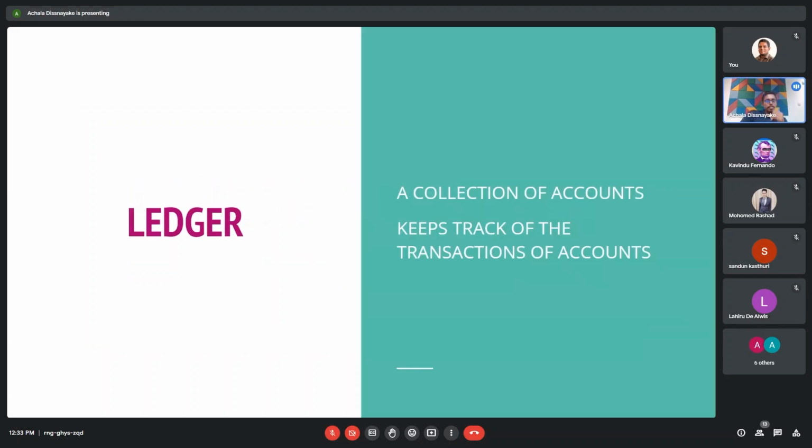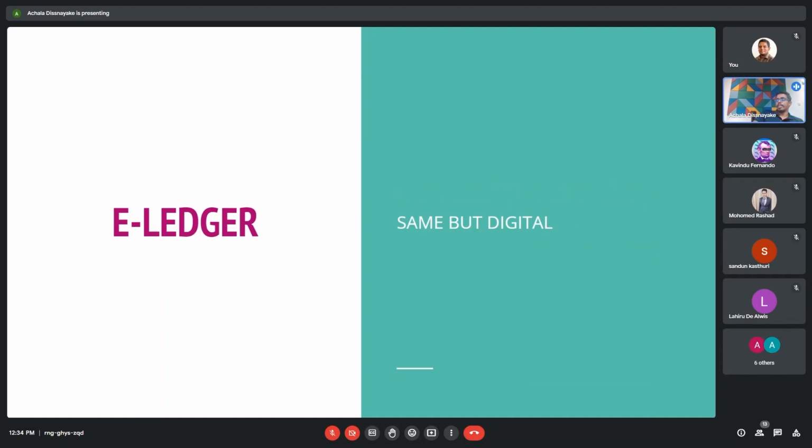So first of all, guys, let's see what a ledger is. When everyone talks about blockchain, it's called a distributed ledger, so let's first look at what a ledger is. It's a collection of accounts, and it keeps track of the transactions of that account, chronologically. A ledger could be either physical or digital. Then it comes to e-ledgers, same thing but digital.